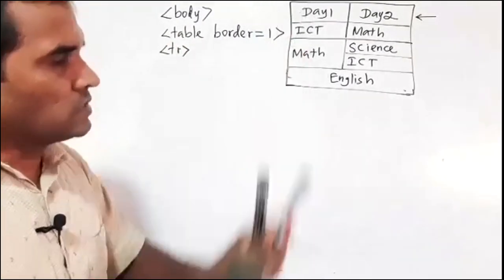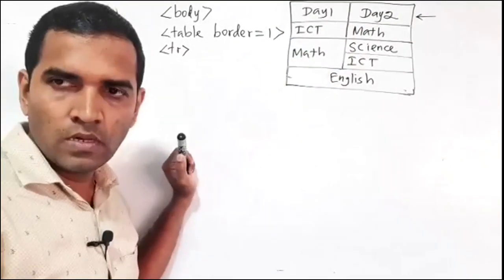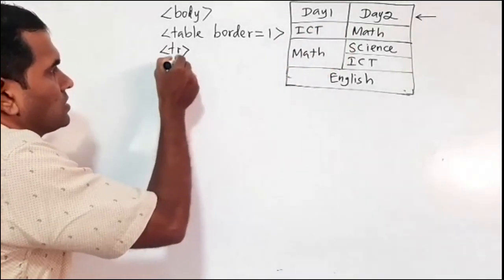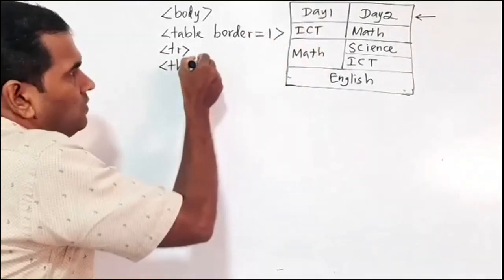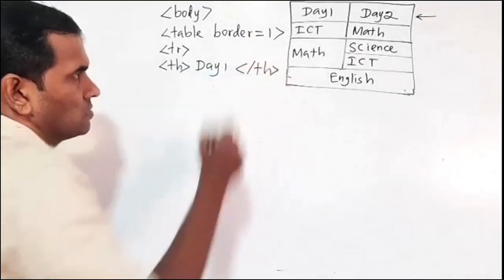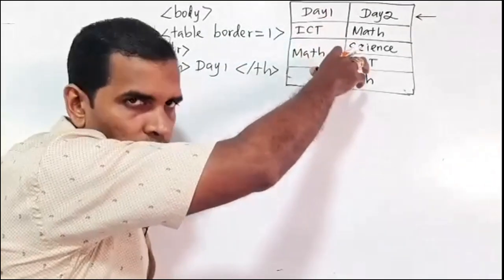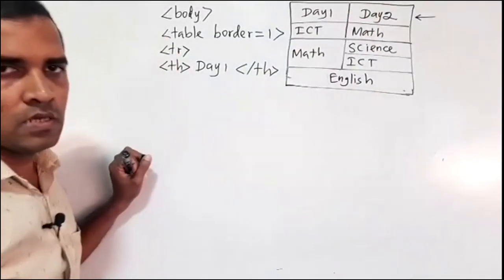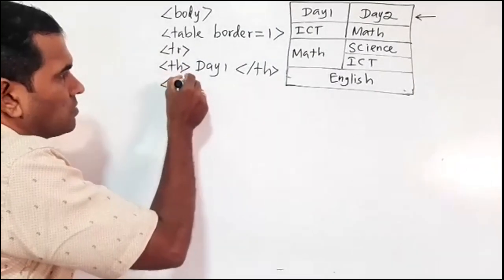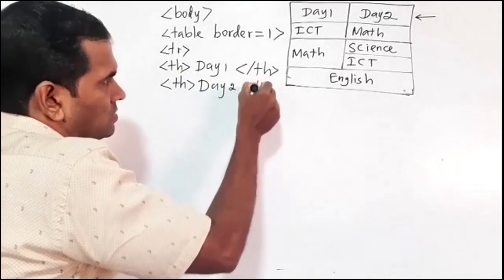Look, in this first row, you have 2 cells, and both of them have headings, right? Both cells have headings, so it must be th. We already discussed that. What's the first one? Day 1. Give the day 1, then close the th. Is there any other cell in the first row? Yes, you have another cell that has day 2, which is also a heading. So in the next line, another th. This time we have day 2. Close the th.